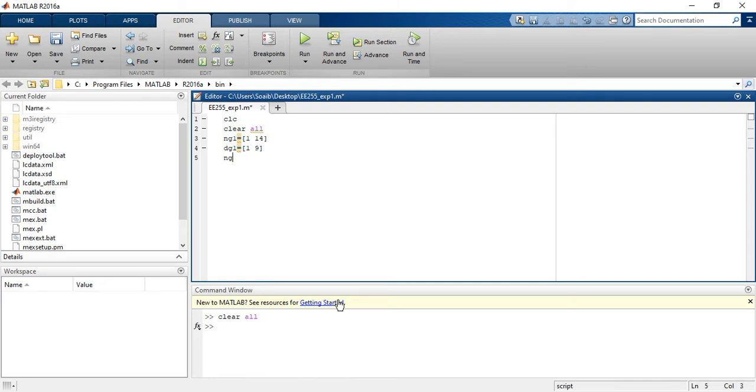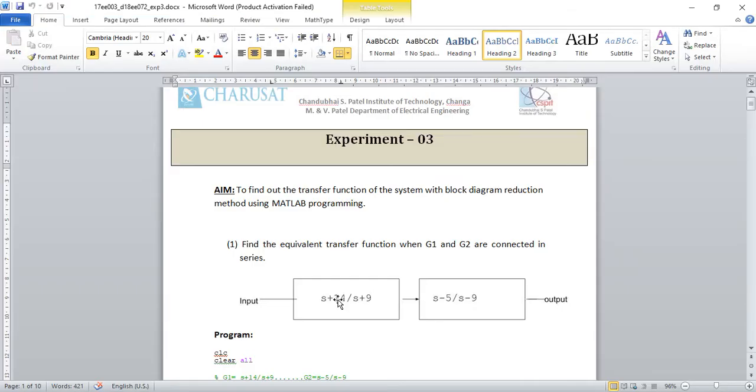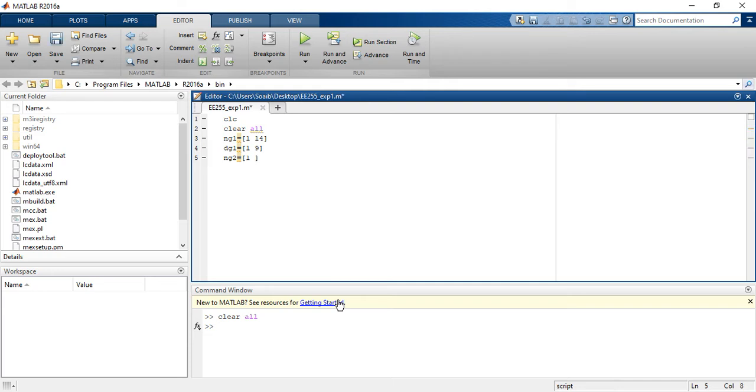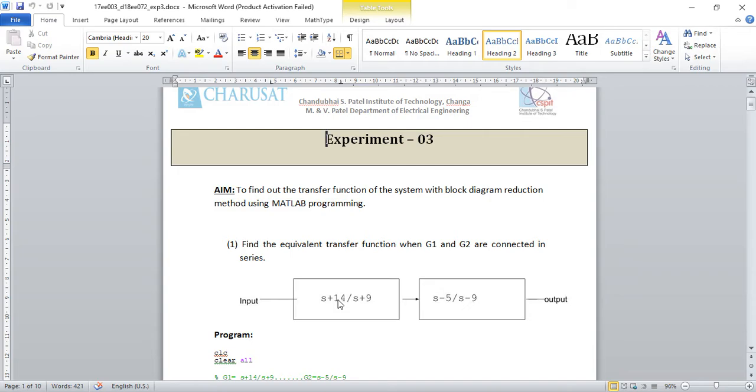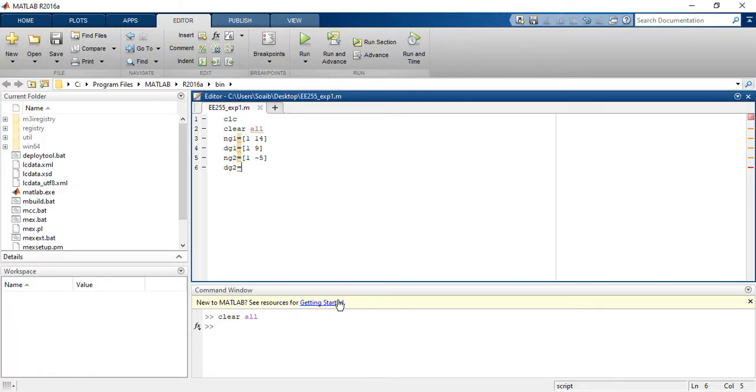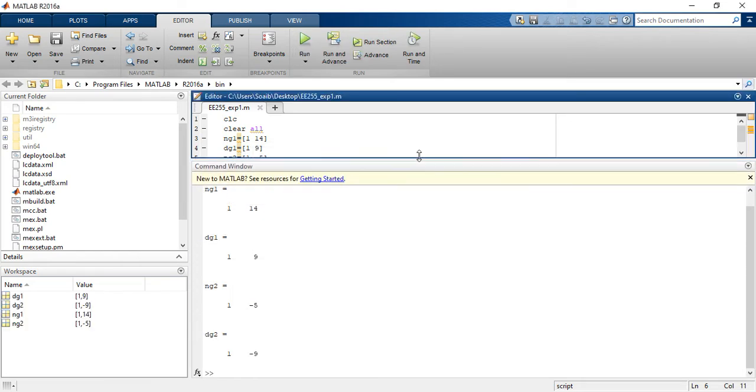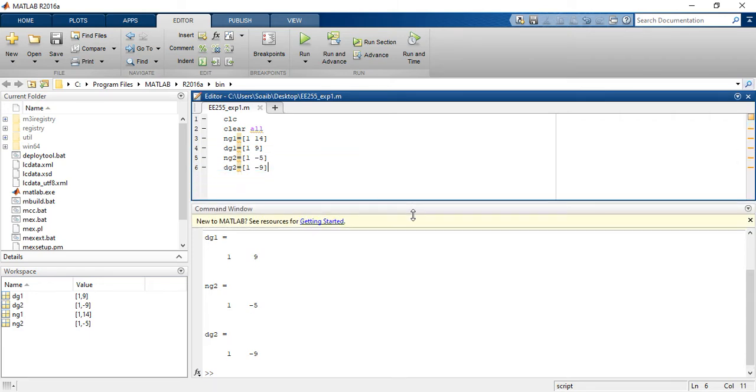Similarly, ng2 is equal to 1 minus 5, and for dg2, which is s minus 9, it will be 1 minus 9. Suppose I run it, it will give me some values. You can run it like this. I have to click on add to path. It will show in this manner: ng1, dg1, ng2, dg2.